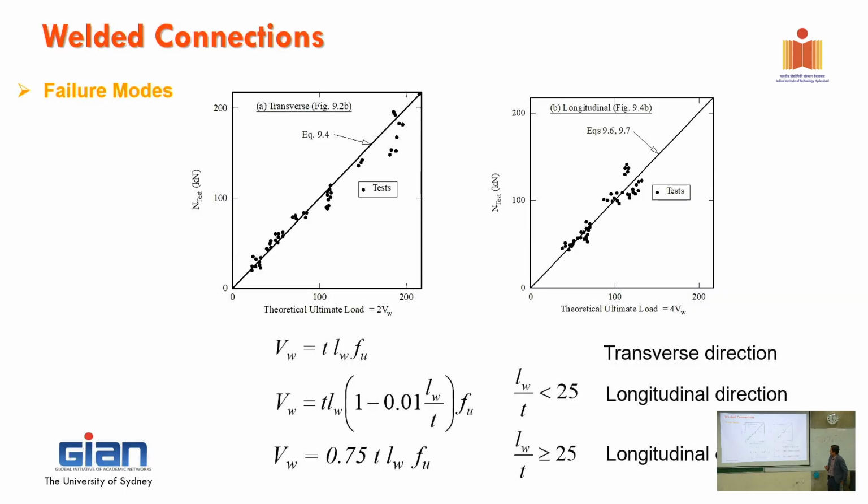So you can see here with the weld connection, depending on the direction as well, it gives you a different equation. When you weld in the transverse direction, you use a different equation. In the longitudinal direction, you use a different equation. And then it's again about the ratio between LW and T as well. T is the thickness, LW is the length of the weld. So if the weld is long relative to the thickness, then you use this equation. But when it's smaller than 25, then you have to use a slightly different equation.